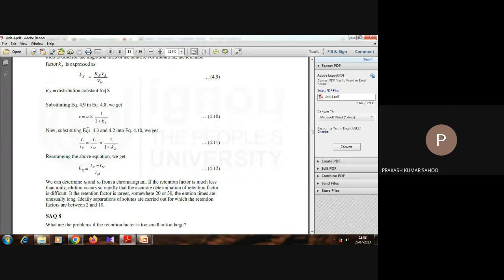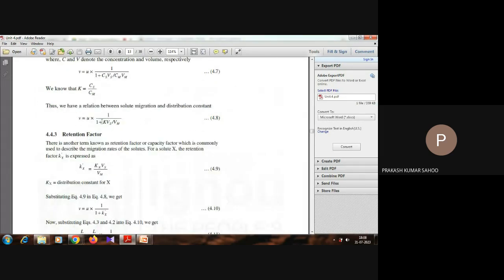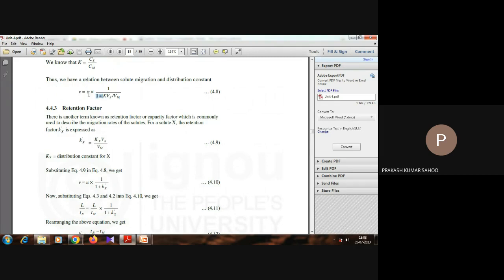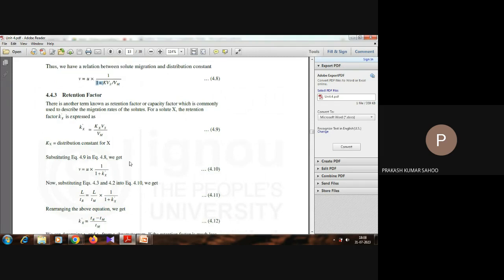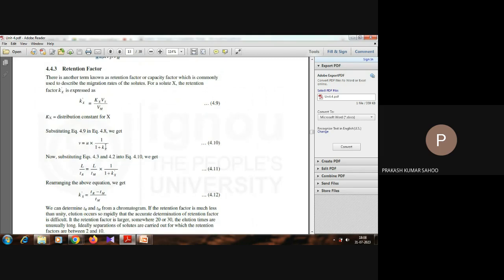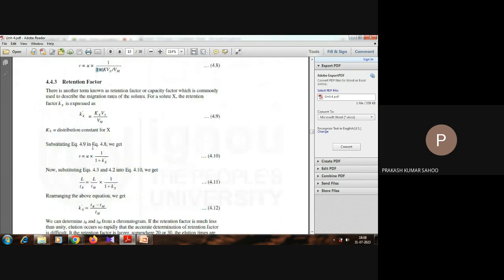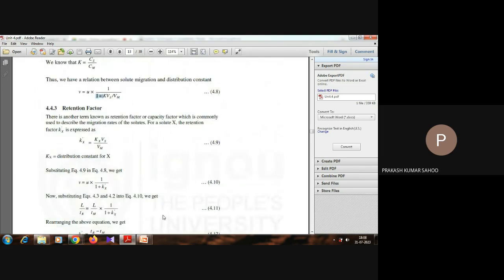Then we have V equal to u times 1 by 1 plus Kx Vs by Vm. This factor Kx Vs by Vm was replaced by small kx. So we have V equal to u times 1 by 1 plus kx. Now substituting L by tR equal to L by tM times 1 by this, and rearranging, we have kx equal to (tR minus tM) by tM. So this is the retention factor, and the previous was the retention time.